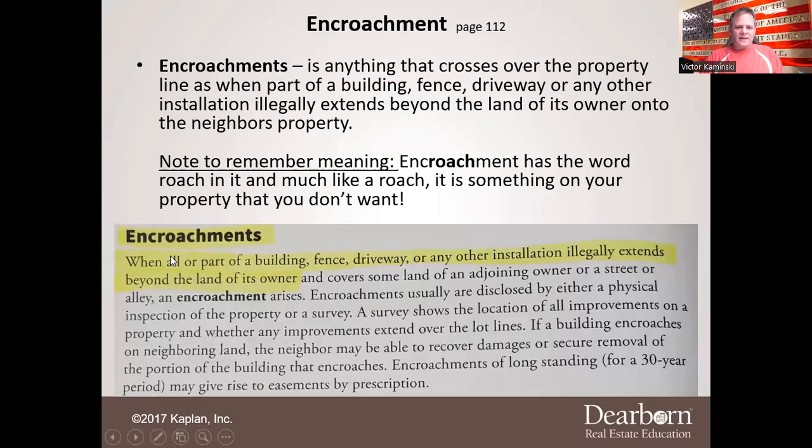All right, so if you didn't highlight it already, page 112, highlight encroachment. When all or part of a building, fence, or driveway, or any other installation illegally extends beyond the land of its owner. That's an encroachment.